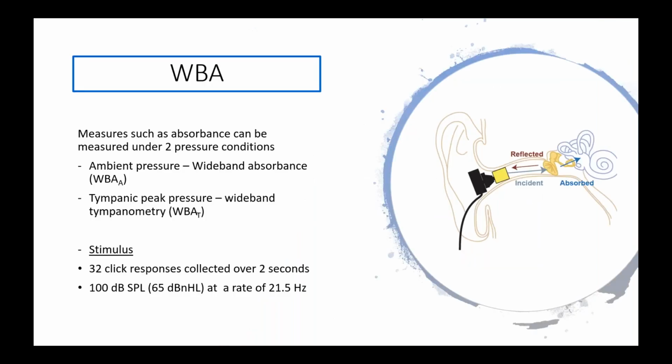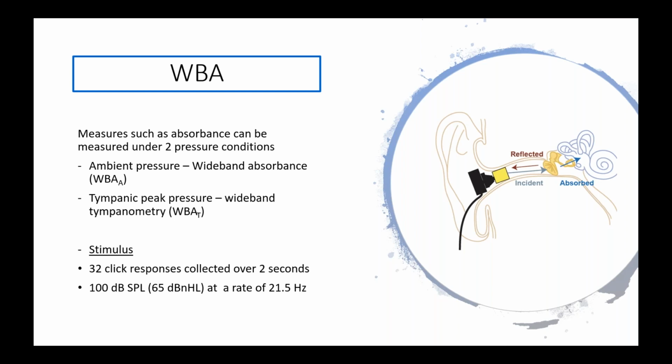So, wideband absorbance. Wideband absorbance can be measured under two different conditions. One is under ambient pressure condition, and the other one is in the pressurized condition. When I say ambient condition, it is like when you present the OAEs: you keep a probe, there's no pressurization. You keep a probe and you present a click stimulus, a series of 32 clicks at an intensity of 100 dB SPL or 65 dB nHL.